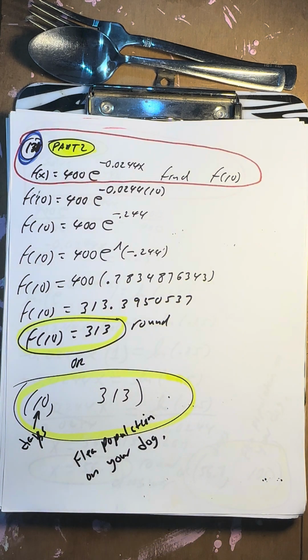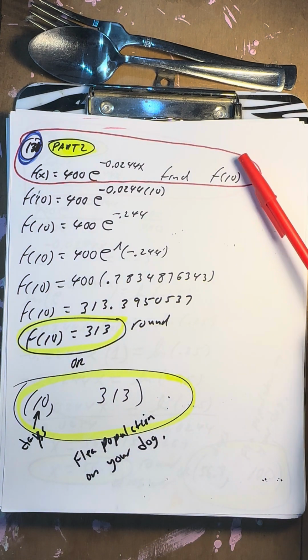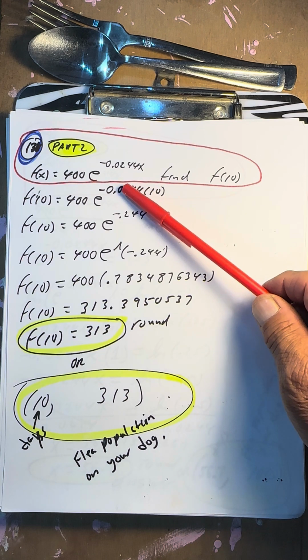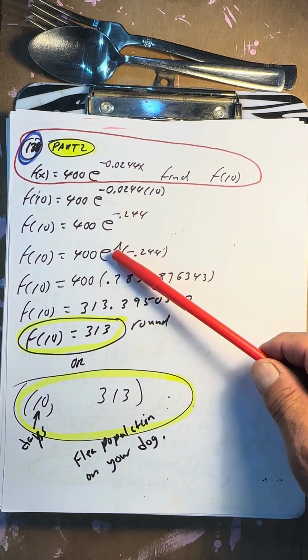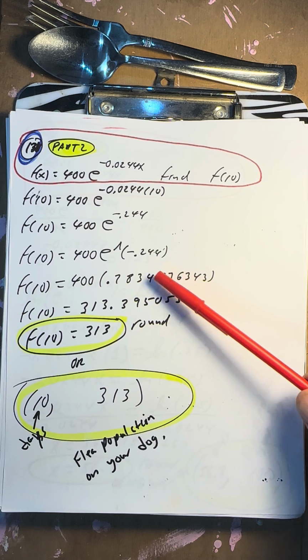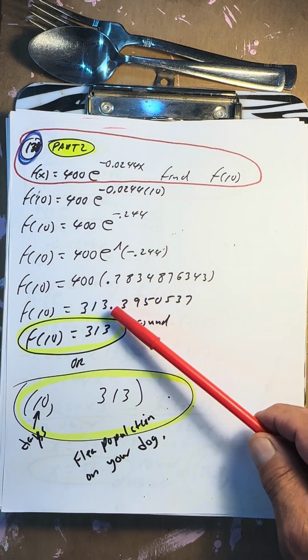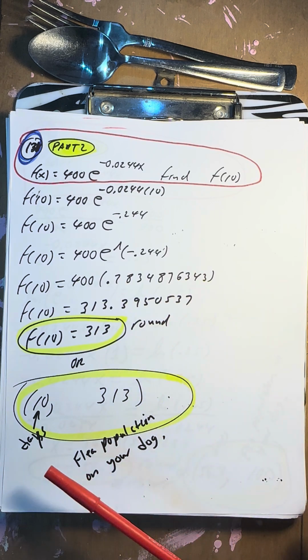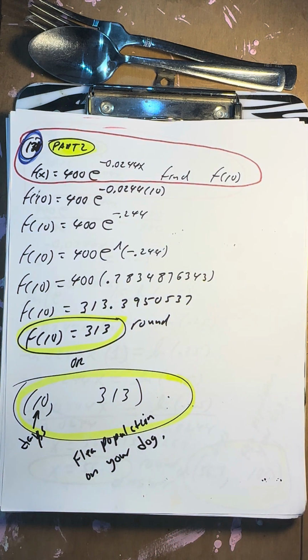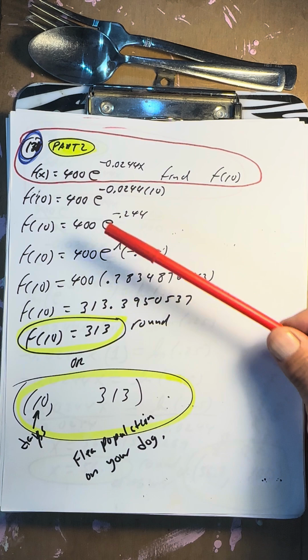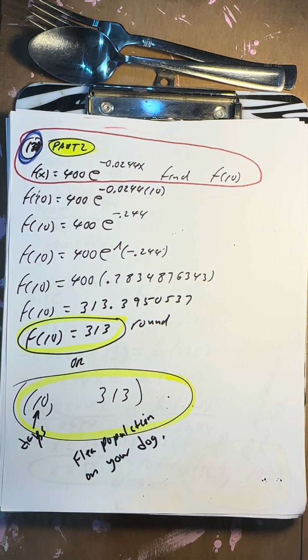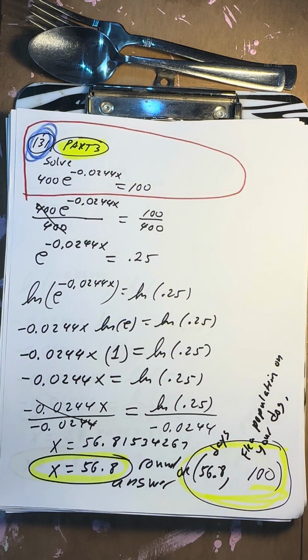So now this one says, what is f of 10? Put a 10 in there. 10 times this is going to give this number. E to the power of that is this decimal times 400. So now you're going to have what? 313 point that, or 313. So after 10 days, if you get the medicine to your dog, the flea population went from 400 to what? 313. Good news. Good news for your dog.